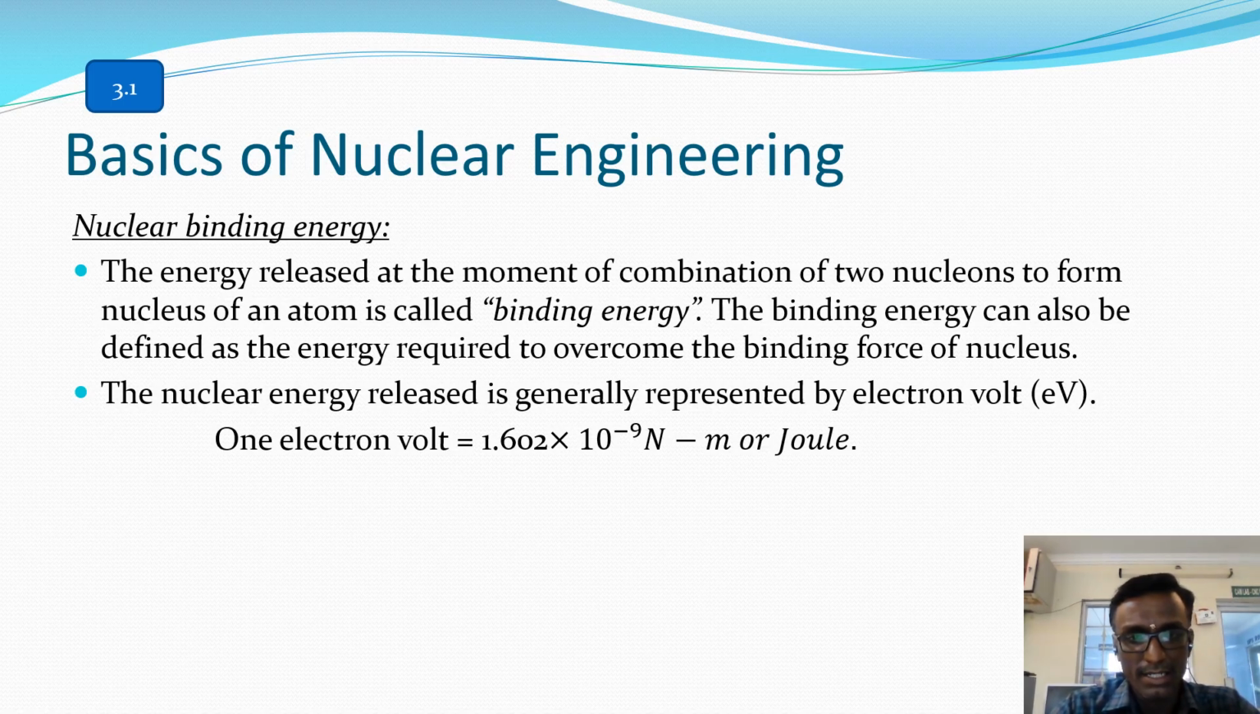So the nuclear energy released is generally represented in electron volts, eV. So 1 electron volt is 1.602 into 10 power minus 9 newton meter. In other words, it can be simply noted in joules. So 1.602 into 10 power minus 9 joule.